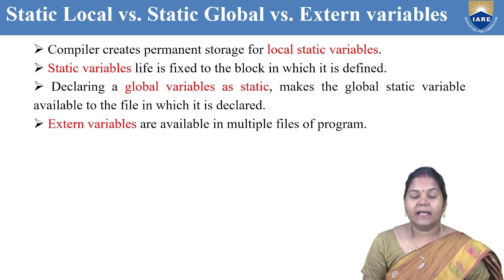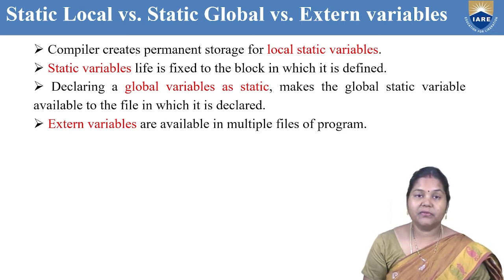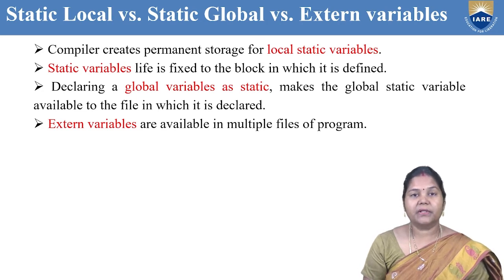Whereas, declaring a global variable as static will make the global static variable available to the file in which it is declared. That means the difference between a local static variable and a global static variable is in terms of scope. Local static variables will have local scope, whereas global static variables will have global scope, that is, within the file or within the program. When the program terminates or the file is closed, the scope will be over. So this is the difference between local and global static variables.